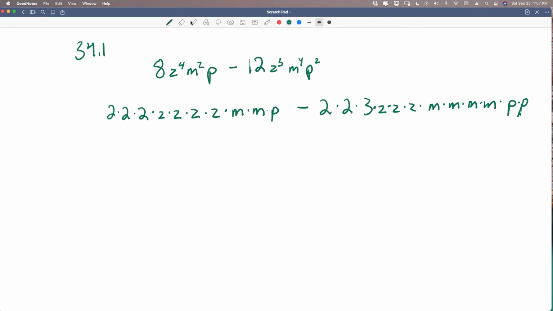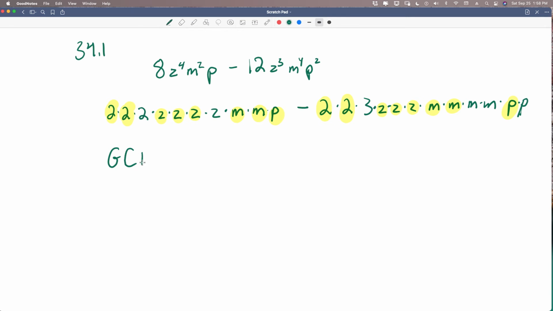All right, so now we identify which ones are common. We have a 2 here and a 2 here. We have a 2 here and a 2 here. We have a z and a z and a z and a z, and we have one more z, okay? Then we have an m and an m and an m and another m. We have a p and a p. So now we just multiply these out.